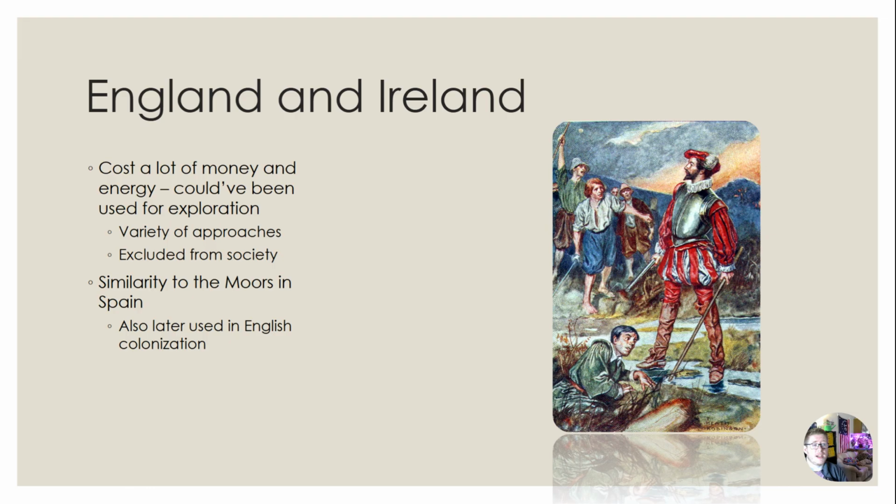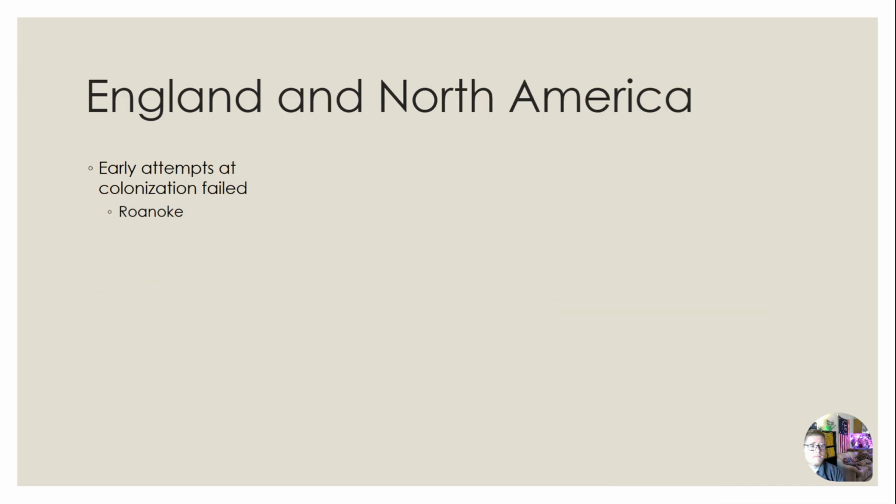It's going to cost a lot of money and energy as they expand into Ireland at first, and that could have been used for exploration. They used a variety of approaches to get into Ireland, whether that be peaceful missionary work, full-scale invasions, or just some other shady things. It's important to point out the Irish will be excluded from society, and there are a lot of similarities to what happened to the Moors or the Spanish Muslims. And this is also going to be later used in English colonization towards native populations.